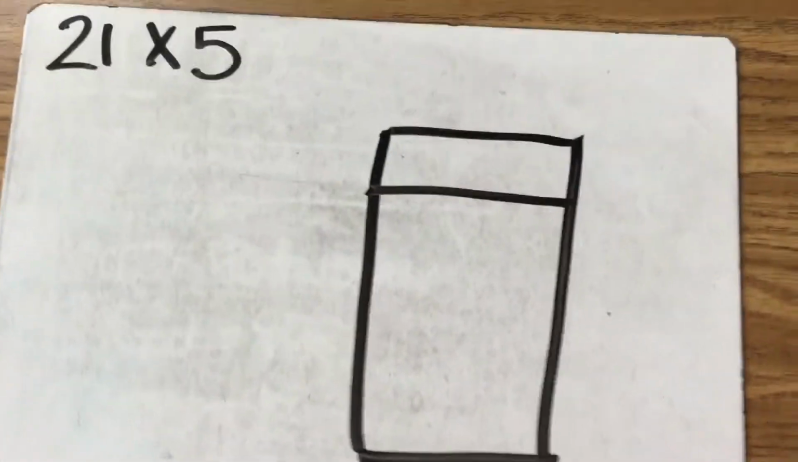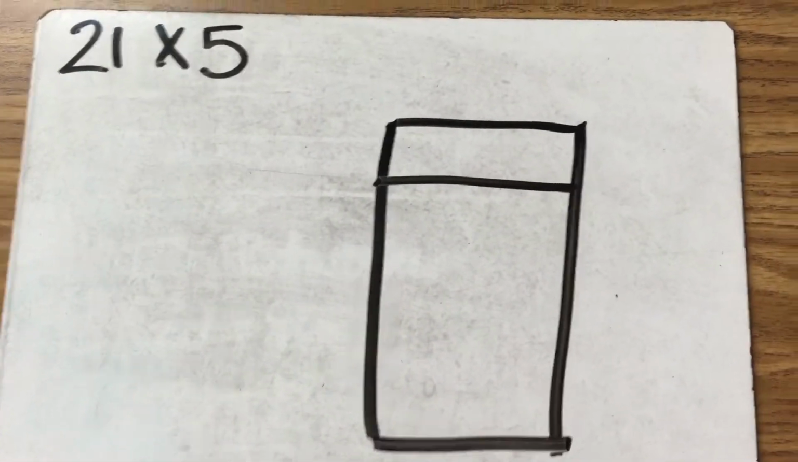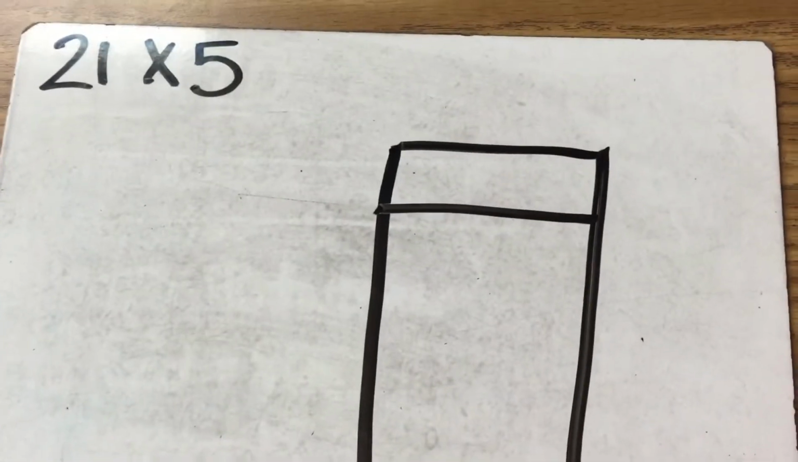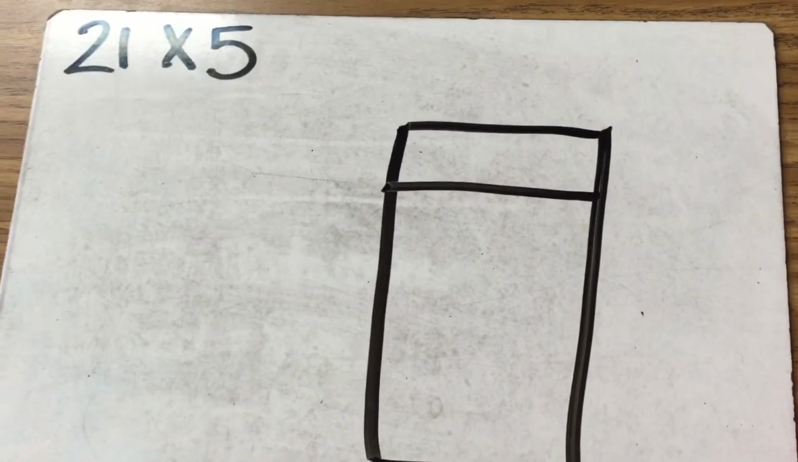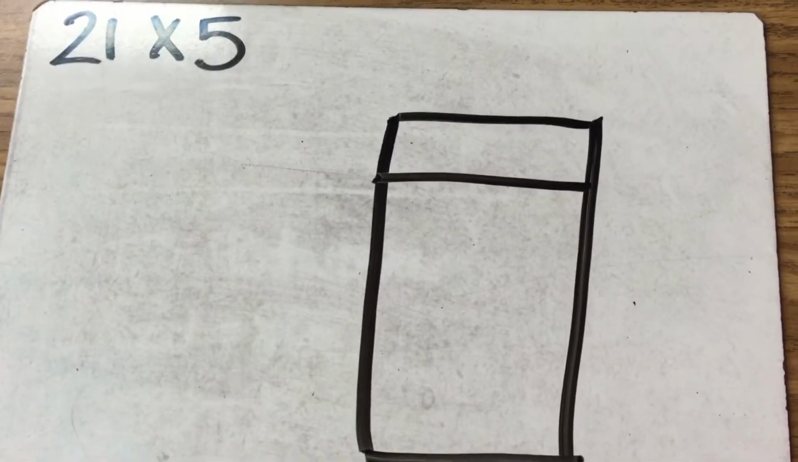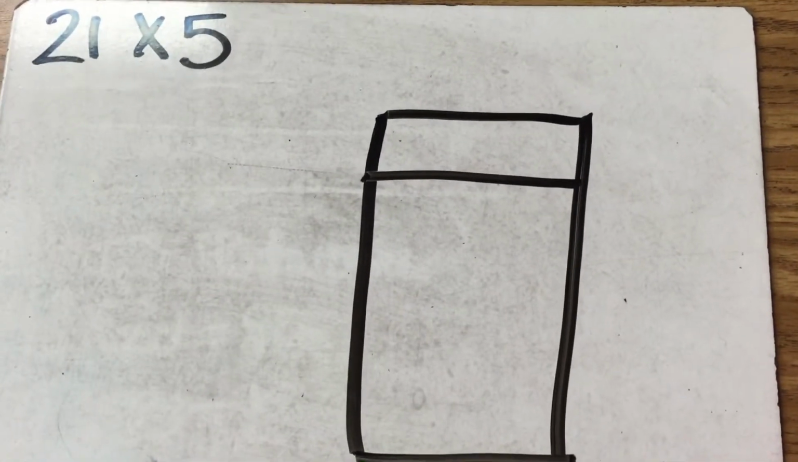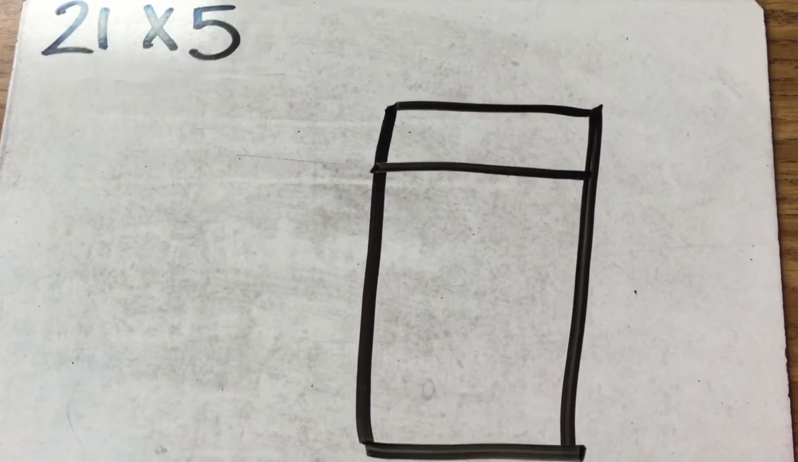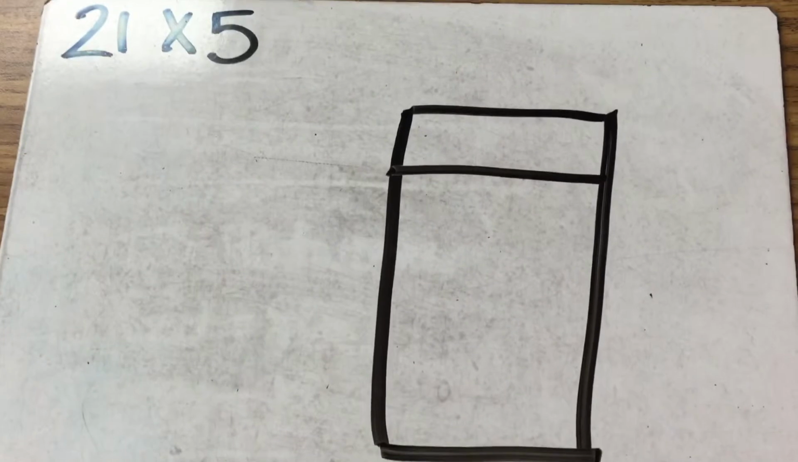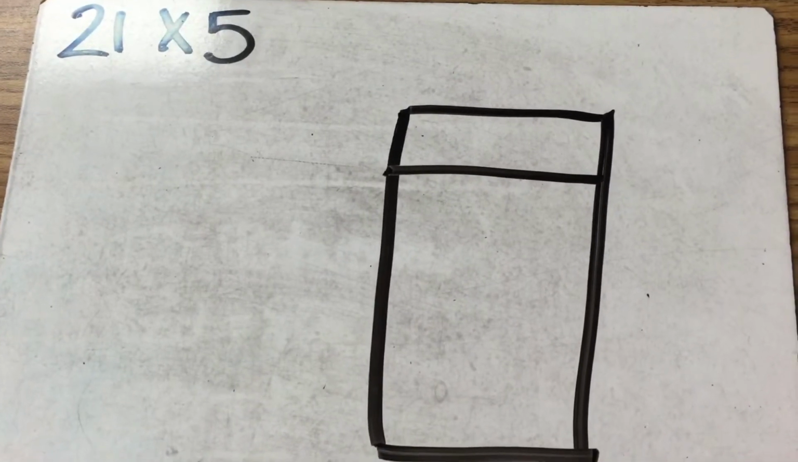This is used when we stumble upon a multiplication problem that's just a little bit far outside of our basic fact reach. In this case, 21 times 5 is a good example of this. Now 20 times 5 we could probably do in our heads, but because it's 21 times 5, it makes it a little bit more difficult to do just as a mental strategy. So using a visual model is one way to help with this process.